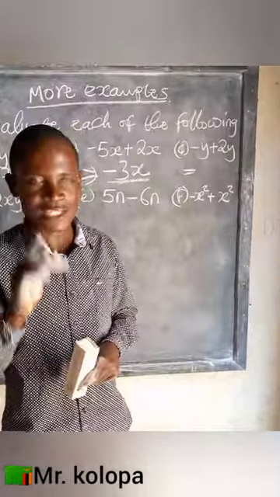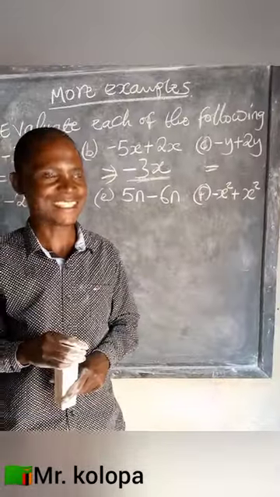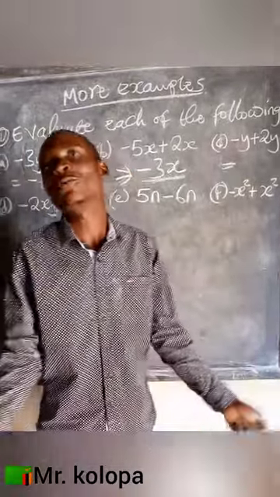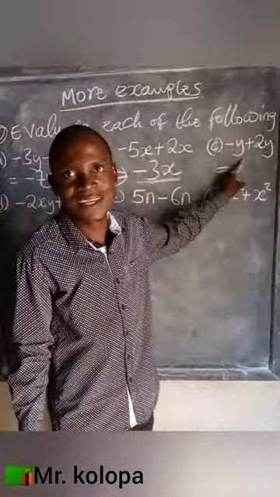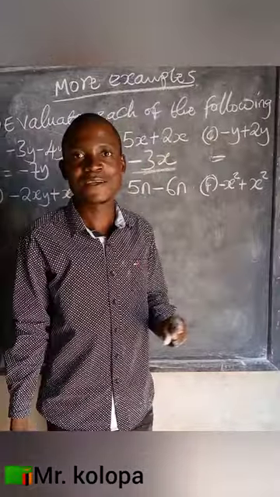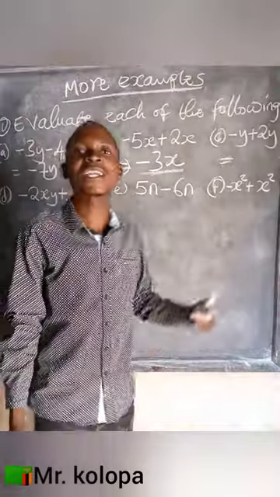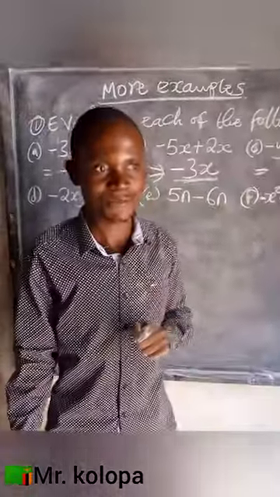Let's look at question C. Negative y plus 2y. Very important. But if I look at y there is no number, only a letter. So what am I going to do? How am I going to subtract, because I can't see a number, I can only see a letter? In the previous one I was saying you are supposed to subtract or add the numbers, but there is no number there. So what are you supposed to do?